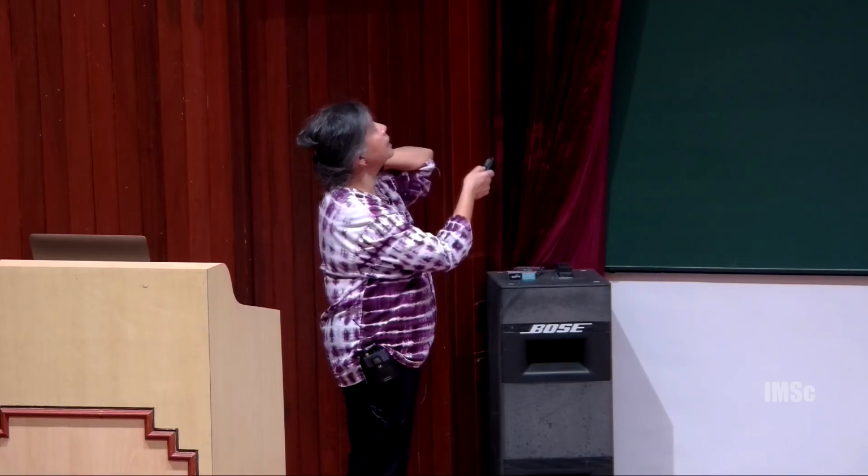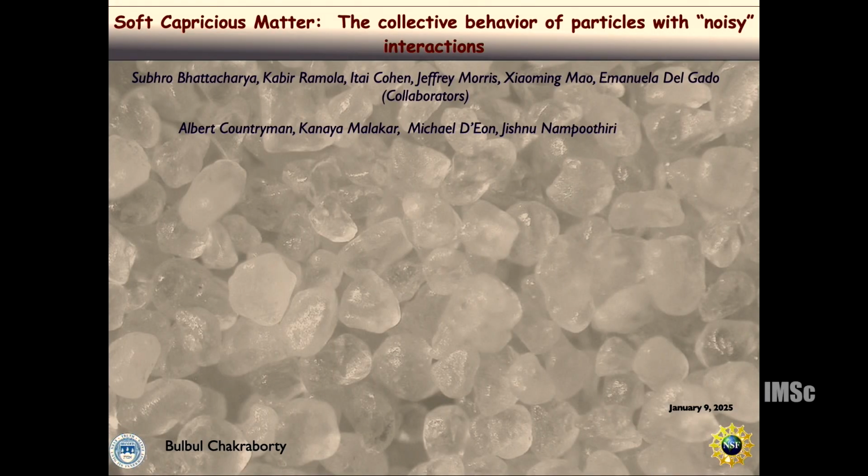So to understand the title, the soft capricious matter part of it, let's look at this micrograph of something which happens to be a cornstarch suspension. The kinds of systems that I have been interested in understanding the collective behavior of are collections of particles like this. Take just these two particles. Imagine they're suspended in a fluid and the fluid is making them move, rotate, etc.